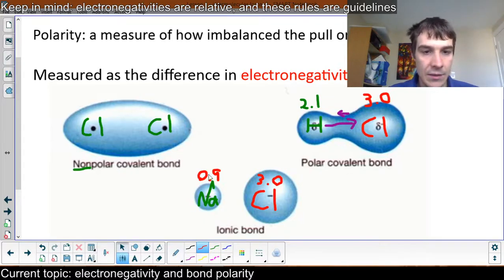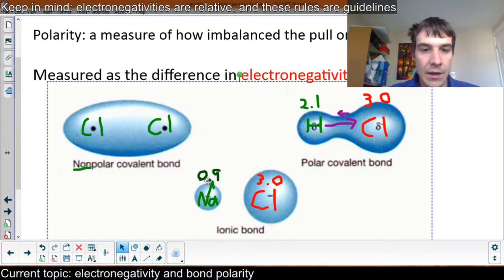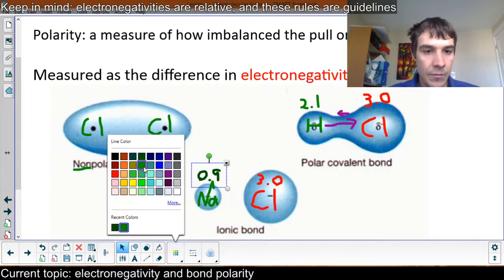I'm going to change this to green because it's bothering me. Green. Different green. There.